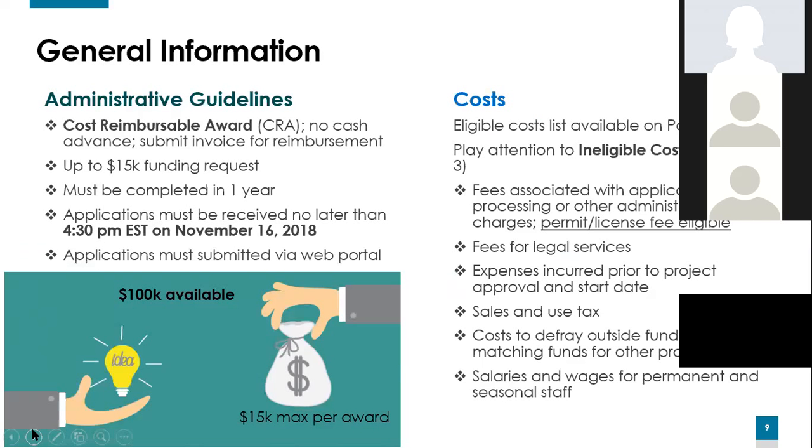However, if there are any other fees associated with getting the permit, in other words, there's an application fee for the permit, or there's an administrative fee associated with the permit, those types of additional expenses are not eligible and cannot be claimed. However, the actual cost of the permit is an allowable cost. I'd just like to make that distinction. Another fee that might come up are those associated with legal services. These fees are not eligible. Expenses incurred prior to your project approval and start date are also not eligible.